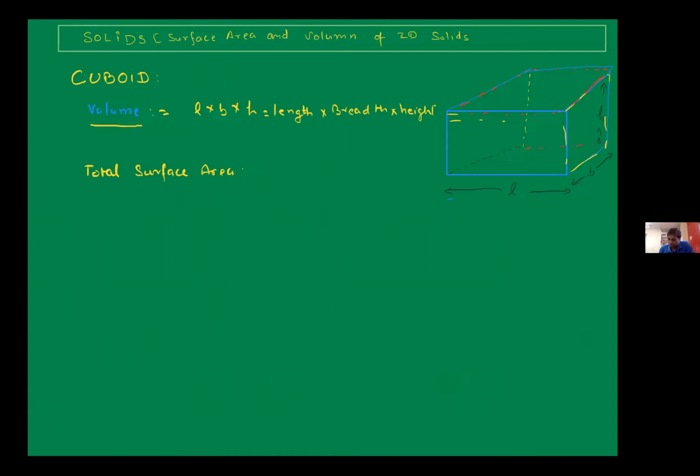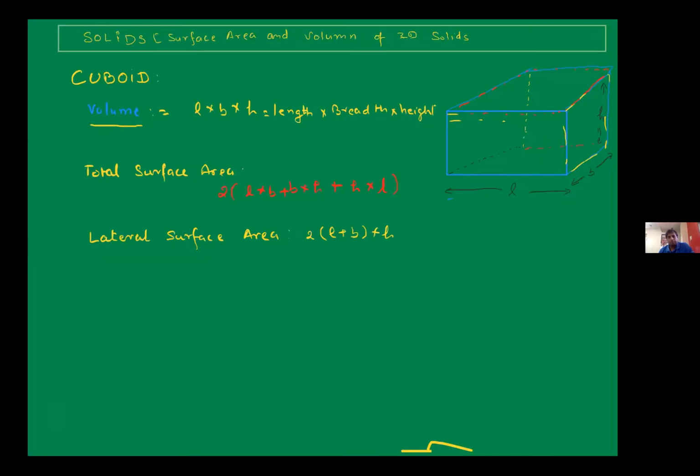So then the total surface area will be 2 times, l into b plus b into h plus h into l. So the total surface area is 2 times the area of the 3 sides' rectangles. Now, what will be the lateral surface area? The lateral surface area is nothing but 2 times (l plus b) into h.